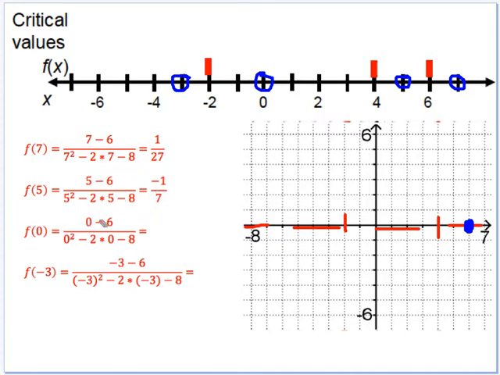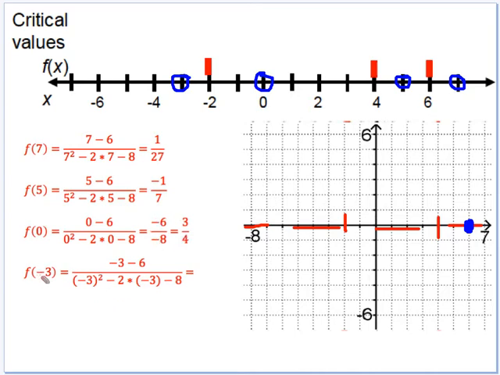And then here, 0 minus 6 gives me -6. And then 0 minus 0 minus 8 gives me -8. Well, -6 divided by -8, that can be reduced to 3/4. The negatives disappear because they cancel each other out.